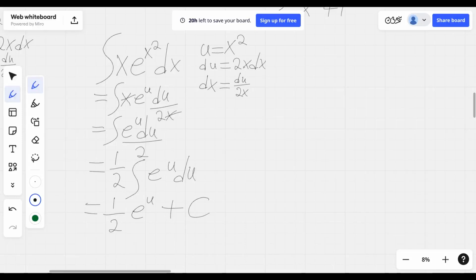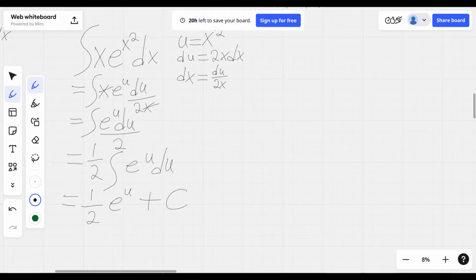And now all we have left to do is turn that u back into terms of x. So it's going to be 1/2 e to the x squared plus c. And that is going to be our answer.